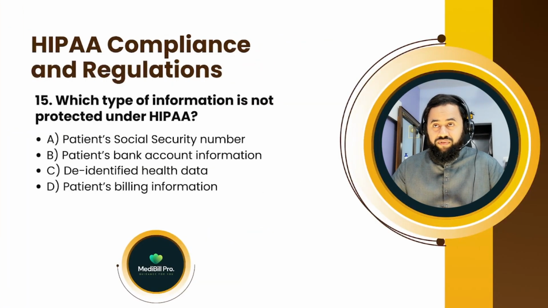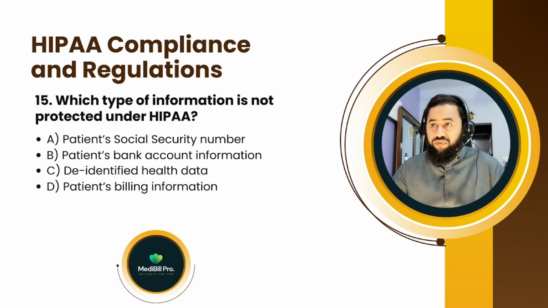So the last question of today's lecture is: which type of information is not protected under the HIPAA rule? So let's see. Option A is patient's social security number. Option B is patient's bank account information. Option C is de-identified health data. Option D is patient's billing information.